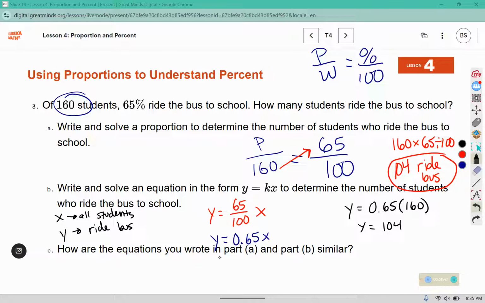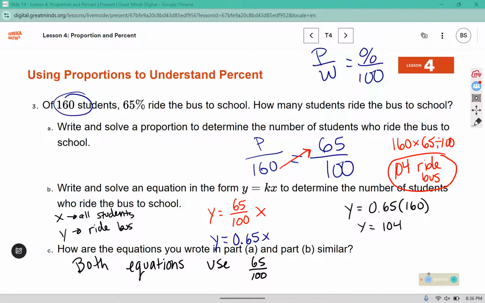How are the equations you wrote in part A and part B similar? Both equations use 65 over 100, or the decimal version of that value.